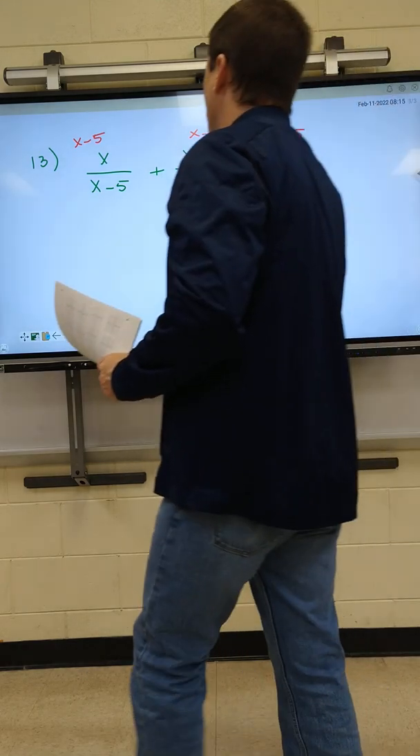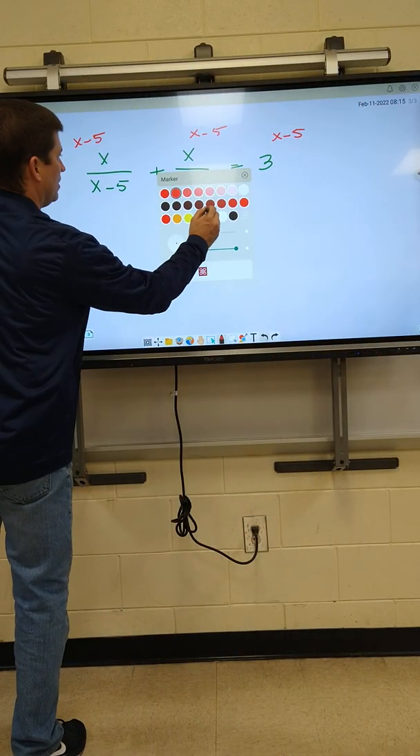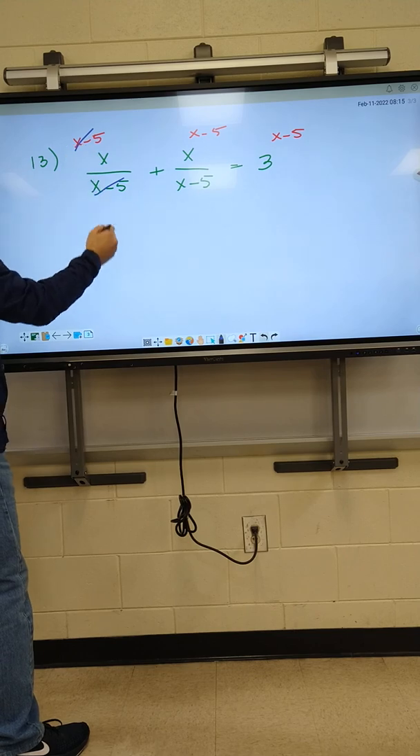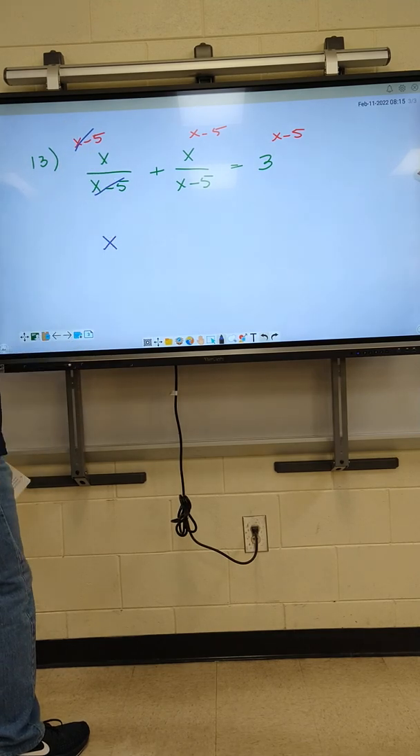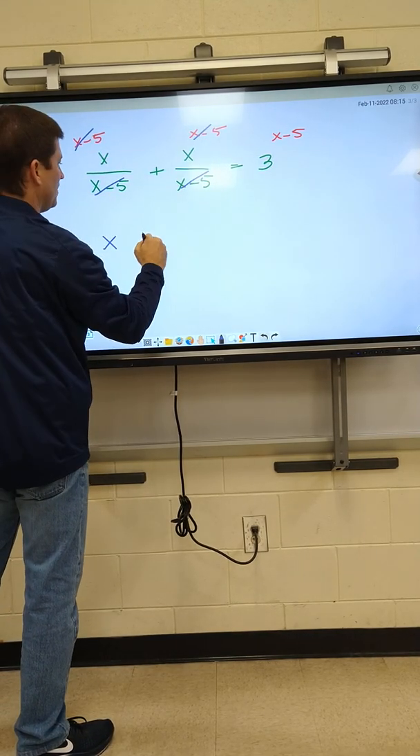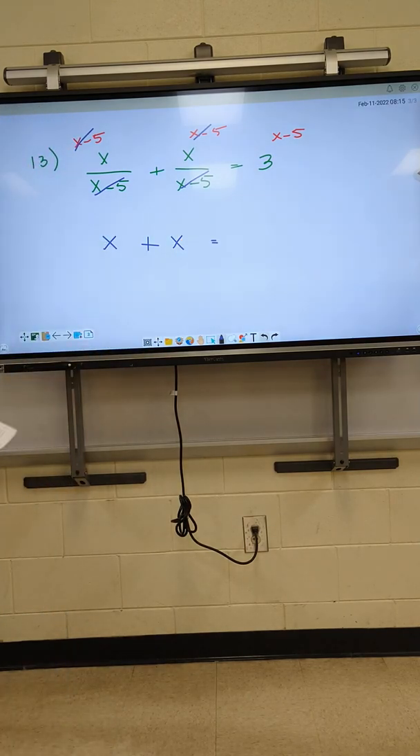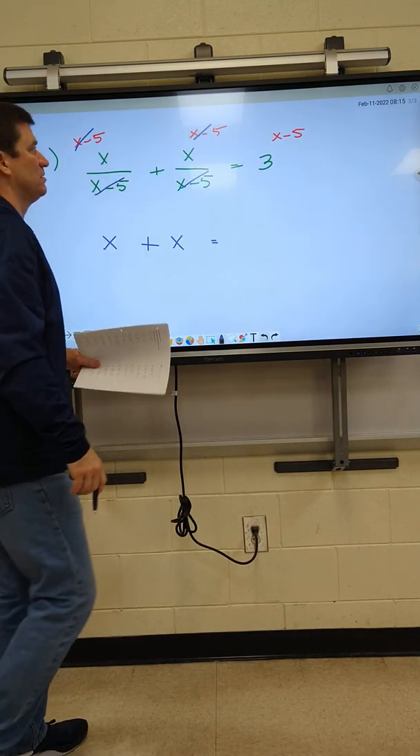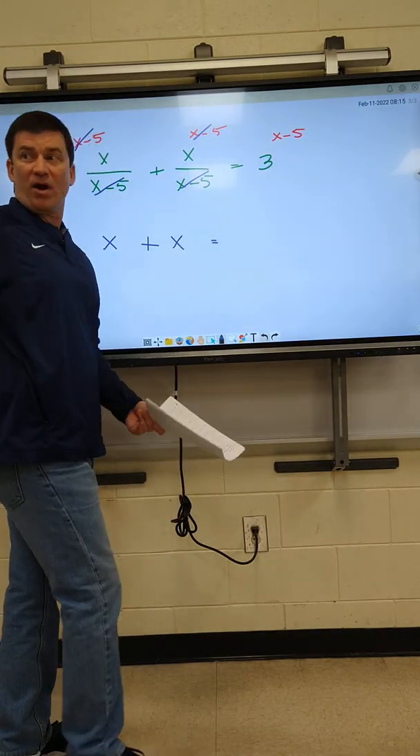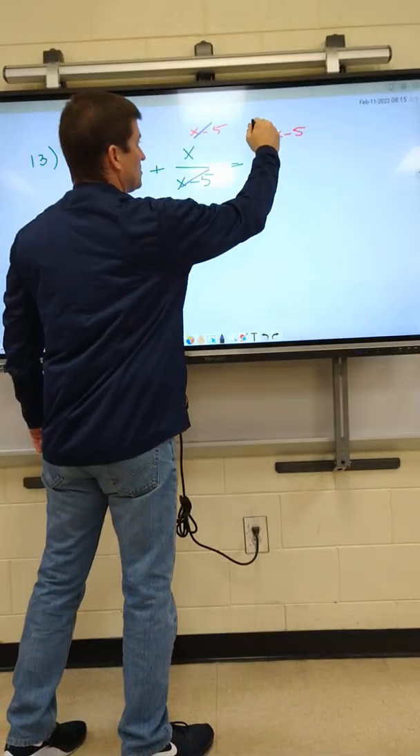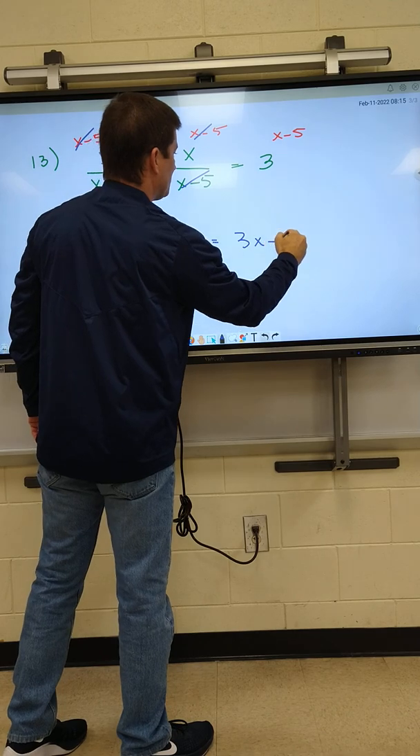Alright, what cancels out on the first fraction? The x minus 5. So look, everything canceled. You just bring down x. Same thing here, bring down x. Now, how come nothing cancels out on the last fraction? There's no x. Because there's nothing on the bottom, right? So I just distribute, and I got 3x minus 15.